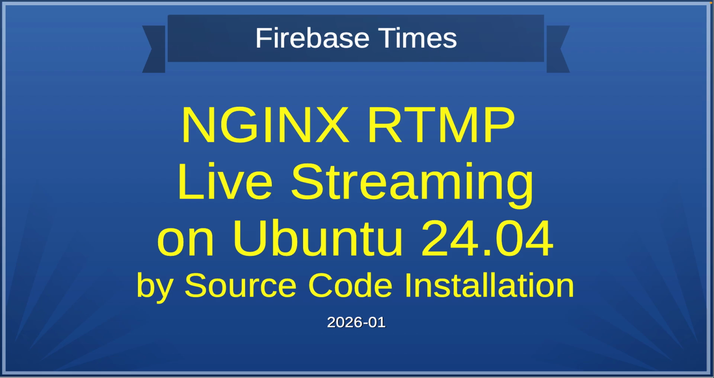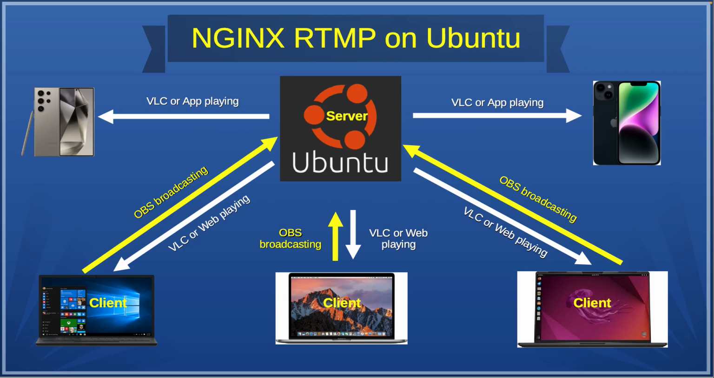Let's get started. I'll show you this roughly, the live broadcasting overview. On the Ubuntu server, you need to install NGINX with the RTMP module from source code. I'm going to do that. Then obviously you broadcast from Linux or Windows, Mac, or whatever, and then you can play the live stream with Android, iPhone, something like that.